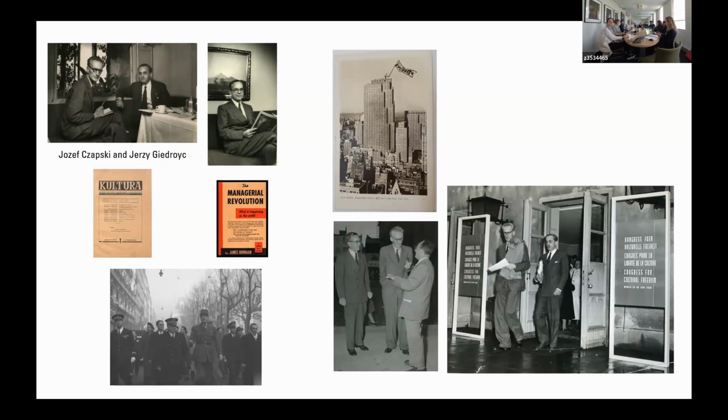Chapsky and Giedroyc were aware of Burnham's confidential links with the US government, thanks to which they met members of the Freedom Committee in New York City in 1950, and in the same year, the university project was officially presented at the first meeting of the Congress for Cultural Freedom in West Berlin in June 1950.